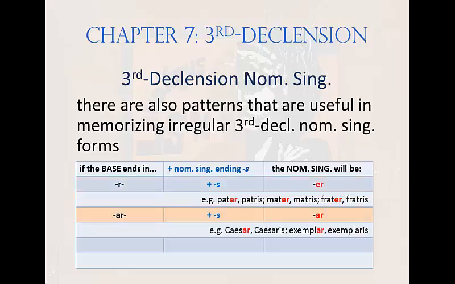If the base ends in AR, with S added, it will remain as AR, as in Caesar, Caesaris, meaning Caesar, the Roman general, or exemplar, exemplaris, meaning example. If the base ends in OR and is a masculine or feminine noun, with S added, it stays as OR, as in labor, laboris, meaning work, amor, amoris, meaning love, and soror, sororis, meaning sister.